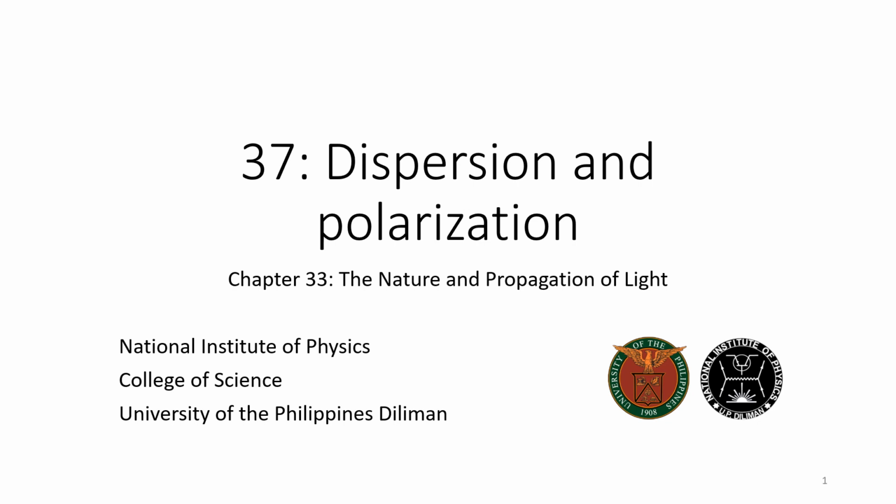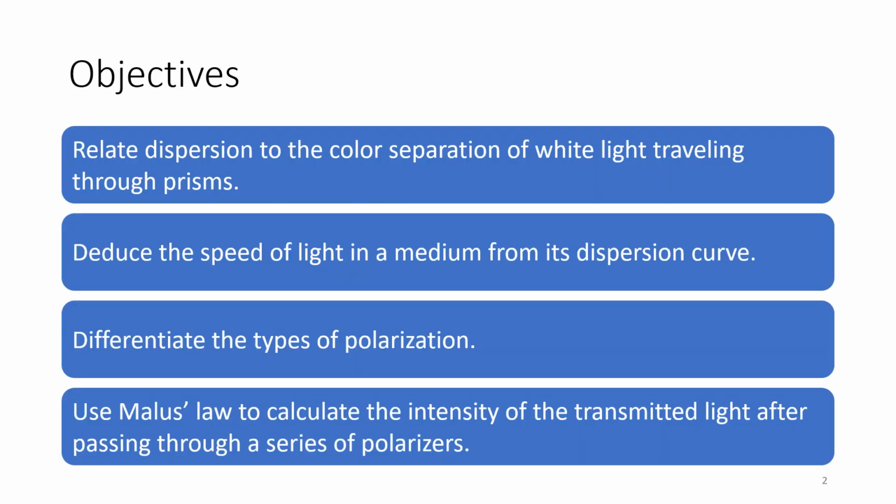Lecture 37 of Physics 72 discusses dispersion and polarization of light. They are found in subchapters 33.4 and 33.5 of University Physics. Please take time to read the objectives. It's mostly a qualitative discussion. You may pause the video if you wish.